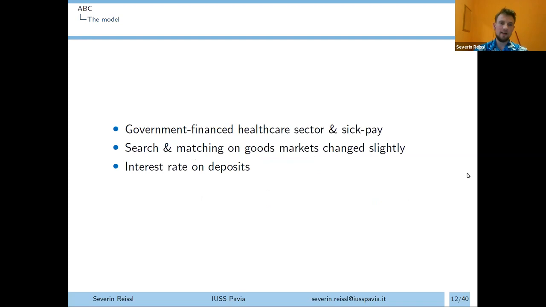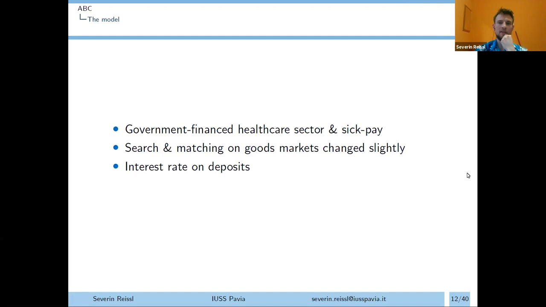There is in the model now a government-financed healthcare sector, and this is modeled in a very simple fashion. Namely, we assume that in every period, the government buys a certain fixed share of the output of all firms in the model, and we assume that this feeds into a production function for healthcare, meaning it translates into an amount of available healthcare, which can then be consumed by agents who are sick and require healthcare. And then there's also sick pay in the model, because our agents may become ill, and if they become ill, they become temporarily economically inactive. And in that case, unless they are already retired, they will receive sick pay.